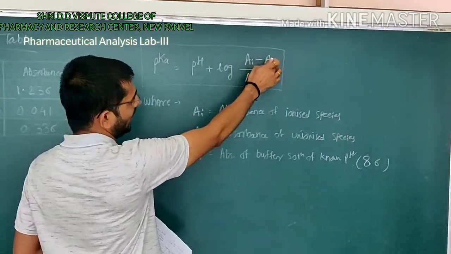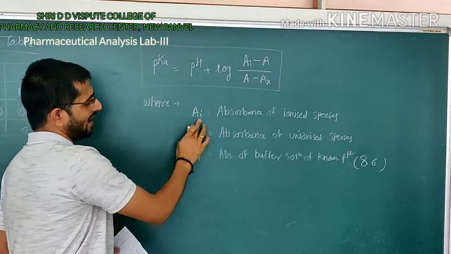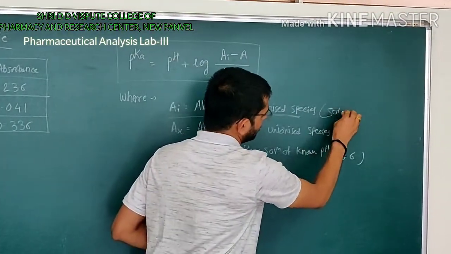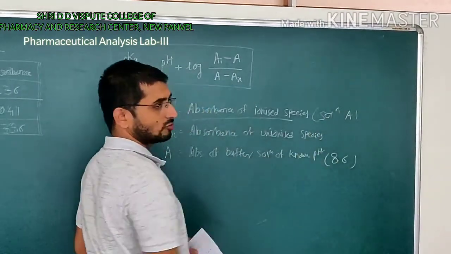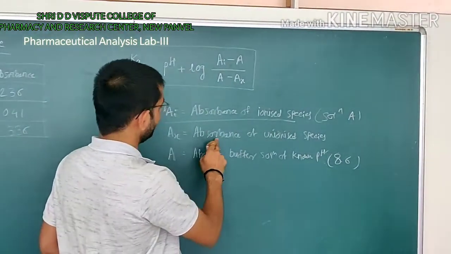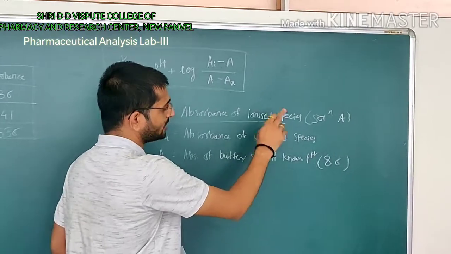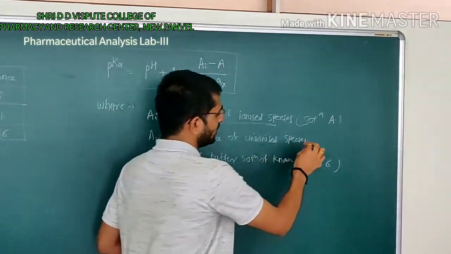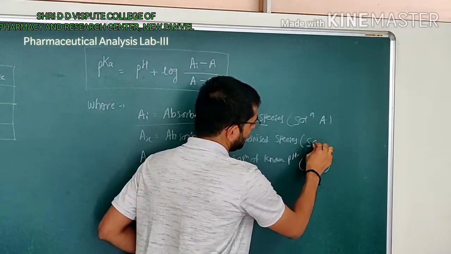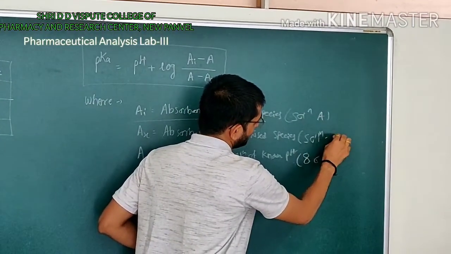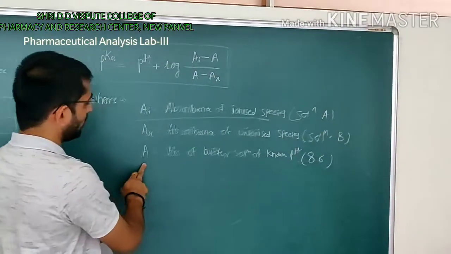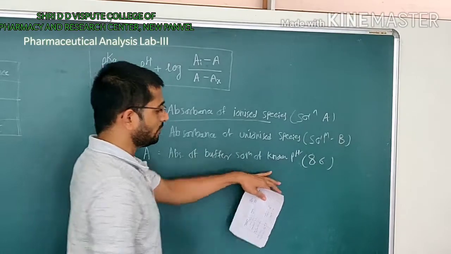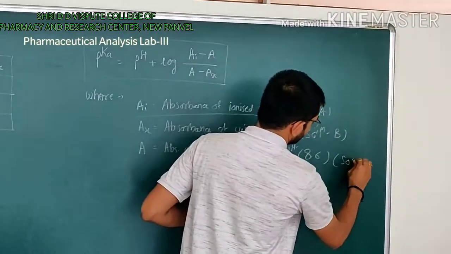So what is AI, what is A, what is AU? AI is the absorbance of the ionized species, that is the absorbance of solution A. AU is the absorbance of the unionized species, meaning how much of the sample does not ionize. That is the absorbance of solution B. And A is the absorbance in a buffer solution having the known pH, that is solution C.